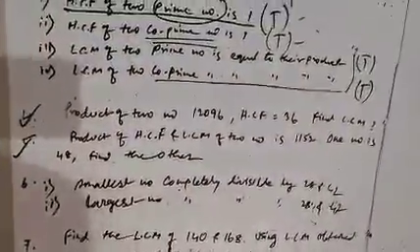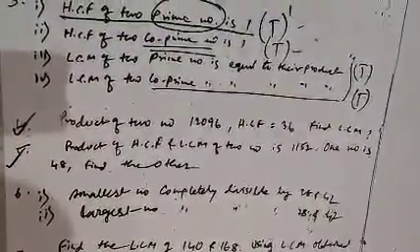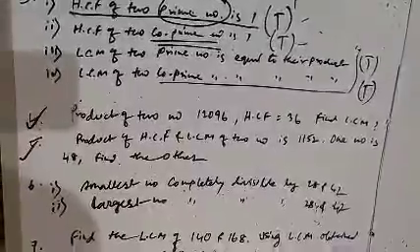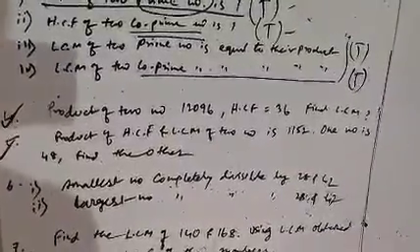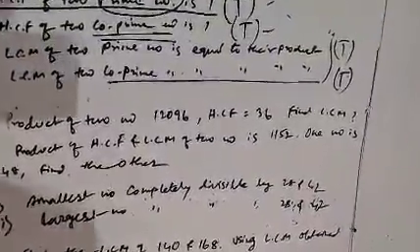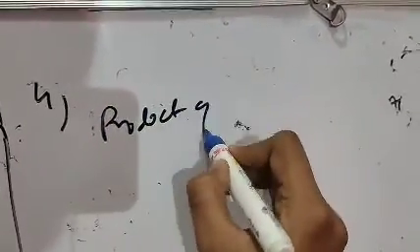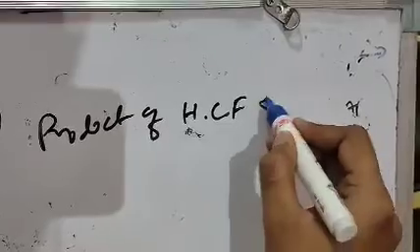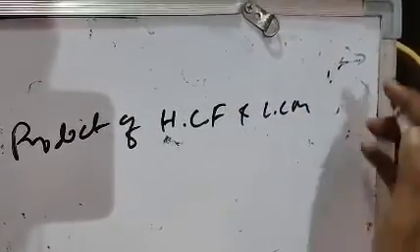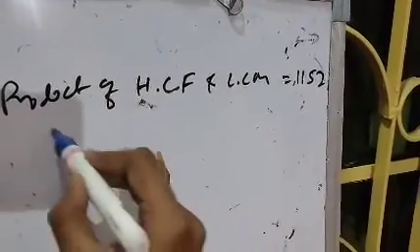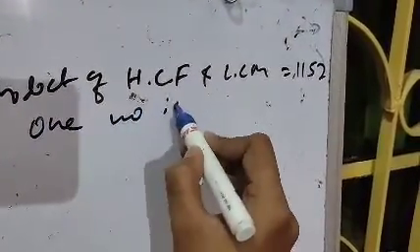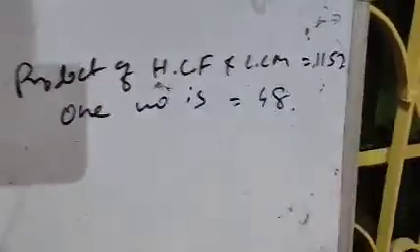Question number 5. The product of HCF and LCM of two numbers is 1152. One number is 48. Find the other number. The product of HCF and LCM equals 1152 and one number is 48. We have to find the other number.